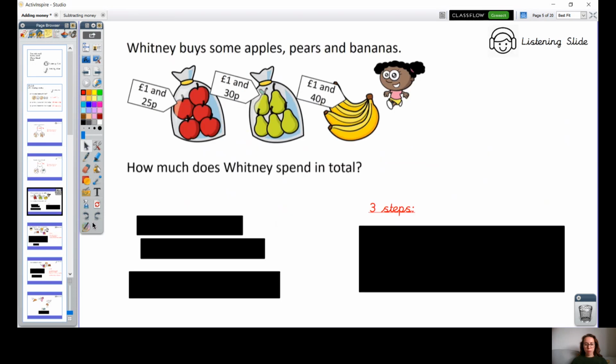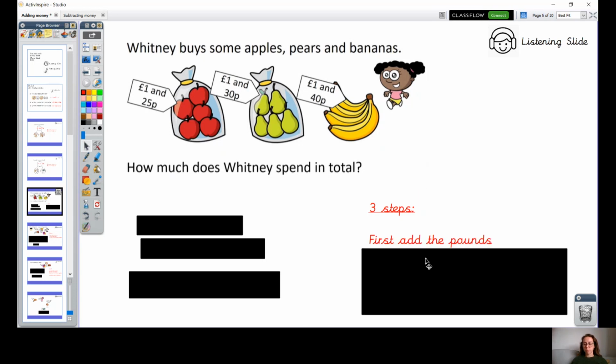Okay, pop your pencils down again. This is a listening slide. Whitney buys some apples, pears and bananas. And we can see in the picture what they cost. We need to find how much does Whitney spend in total. So on this question, it's almost like having 3 little parts, isn't it? We've got to find the total. Our 3 steps are really going to help us work this out.